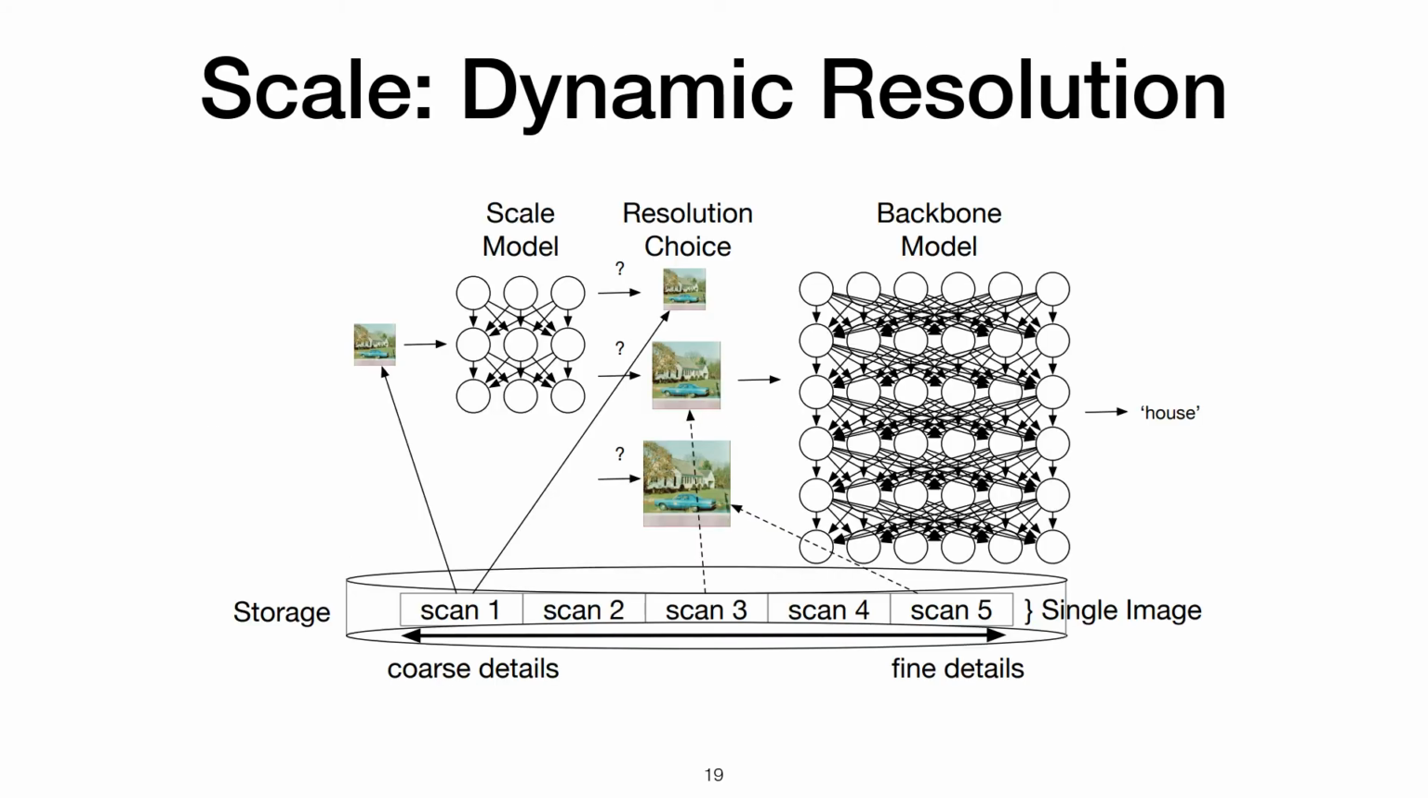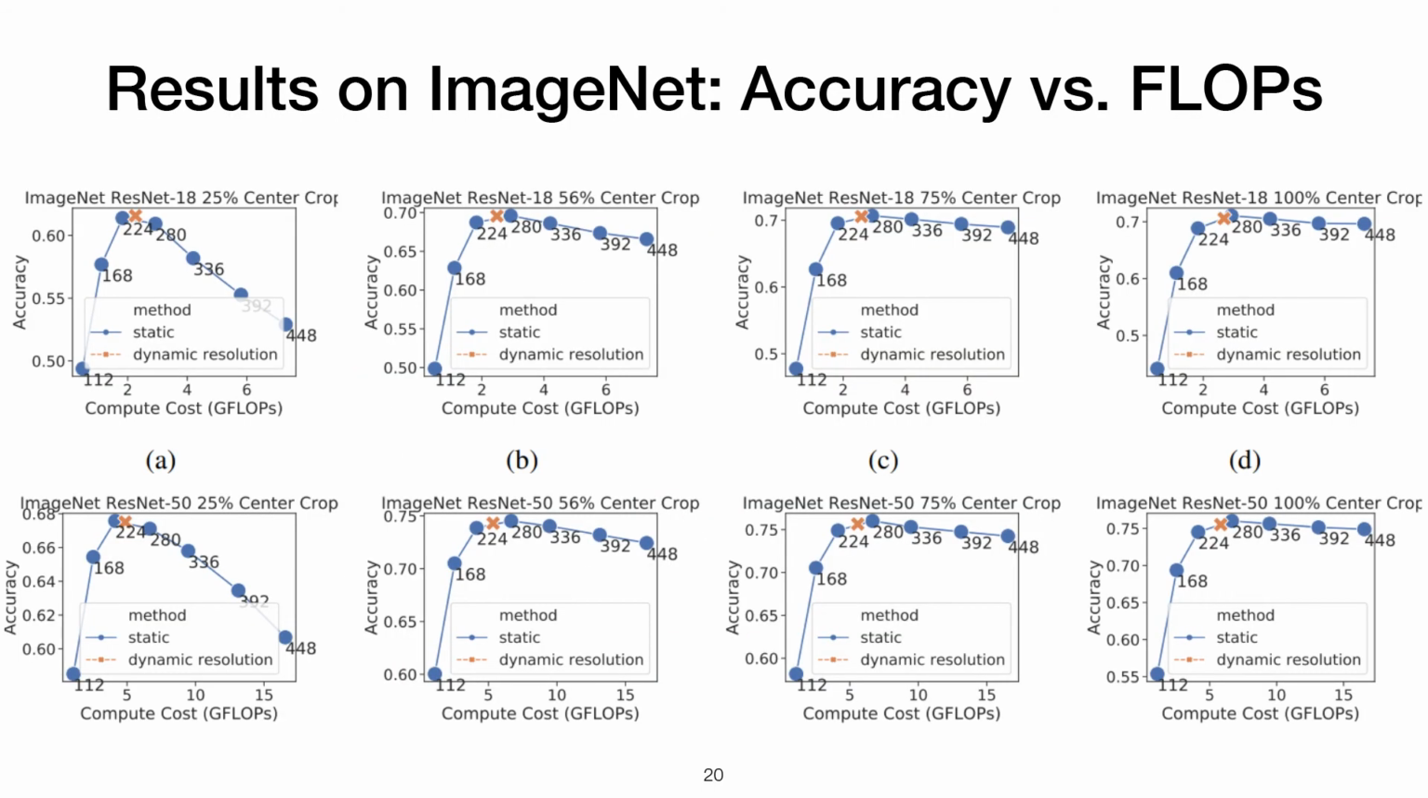This is a high-level overview of our dynamic resolution approach. At inference time, the scale model picks an inference resolution to be used by the backbone model. If additional image data is needed for the chosen resolution, according to the storage calibration that we've seen previously, it is then read and then the backbone model performs the inference task. Next, we evaluate the accuracy of the dynamic resolution approach by comparing it to the default of using a static resolution.